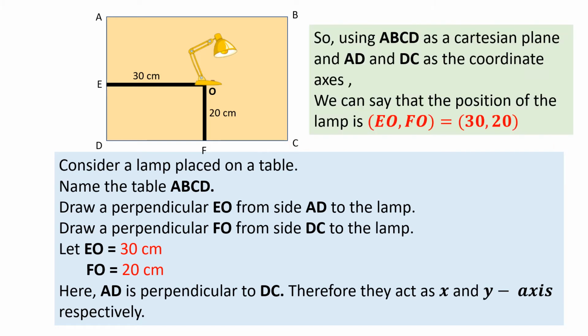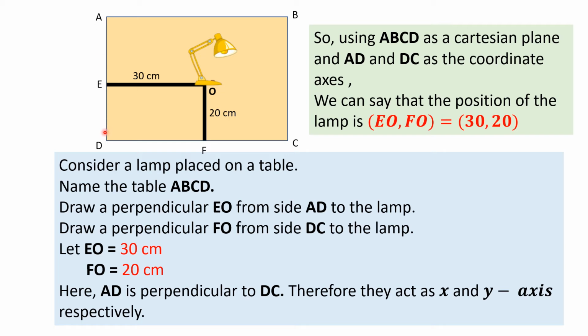So I can say that by using ABCD as a Cartesian plane, that is the tabletop, and AD and DC as coordinate axes. So I'm treating this table as a Cartesian plane and this side of the table as coordinate axis. That means this is the y-axis and this is the x-axis. So I'm treating AD and DC as a coordinate axis, right?